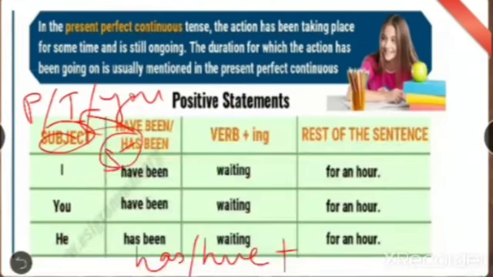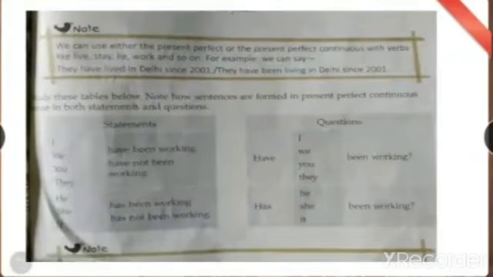Okay, so we have gone through the example as well as the definition. Now let's see in your textbooks what is there. We can use either the present perfect or present perfect continuous with verbs like live, stay, lie, work, and so on. So with these words, if you have live, stay, lie, work, with that you can use present perfect also, present perfect continuous also. Okay, it's the same. Now see over here, examples are given. I have been working. We have not been working. You have not been working. They have not been working.